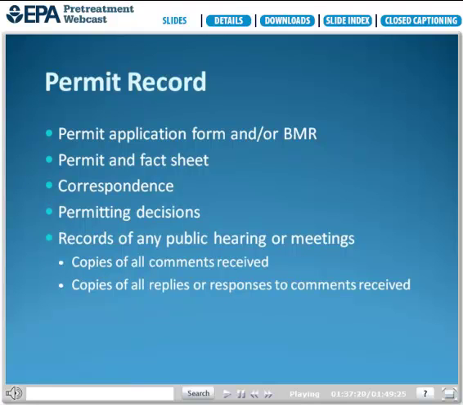You need to include information about the public hearings and meetings, because that demonstrates that you, as the control authority, have satisfied that administrative process that is required by your state and local government. Keep that as part of the record, too.